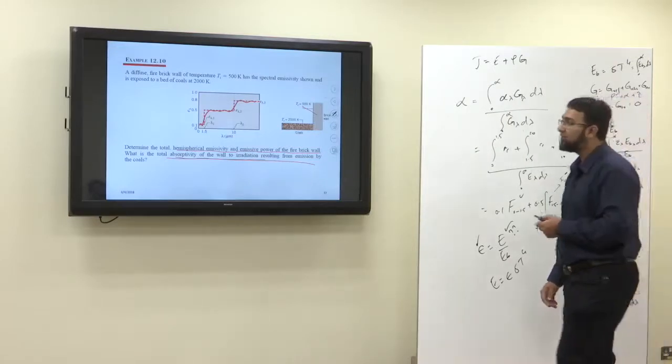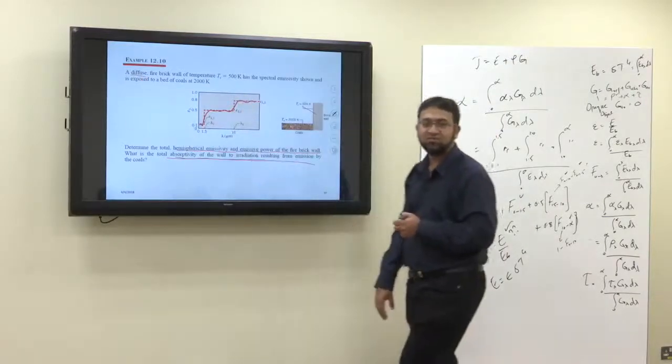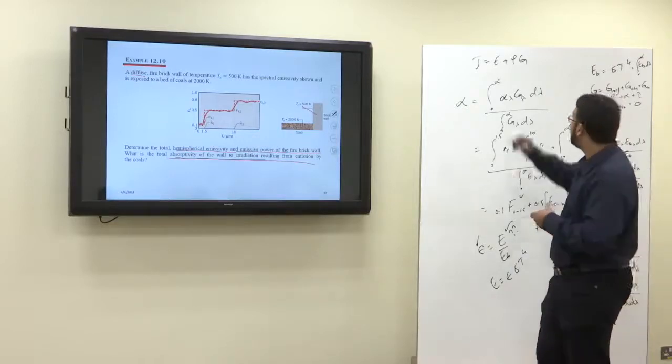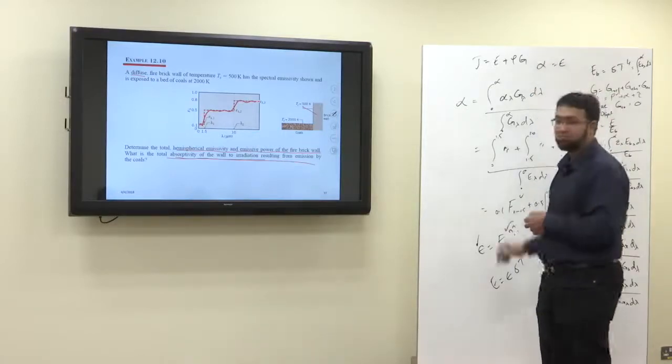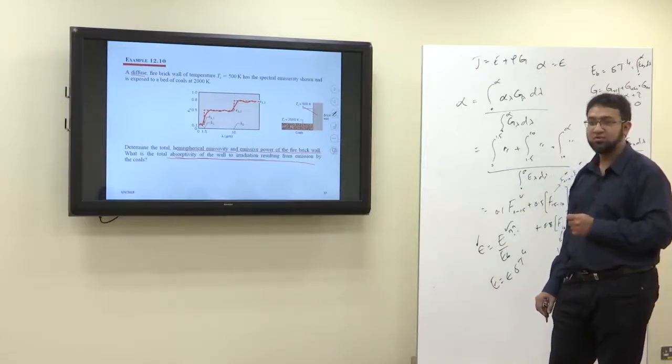But we have a word here, diffuse. And whenever something is diffuse, that means Kirchhoff's law is applicable. And Kirchhoff's law says that alpha is equals to epsilon. So we can use epsilon.